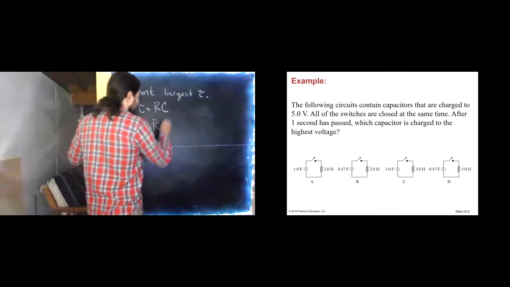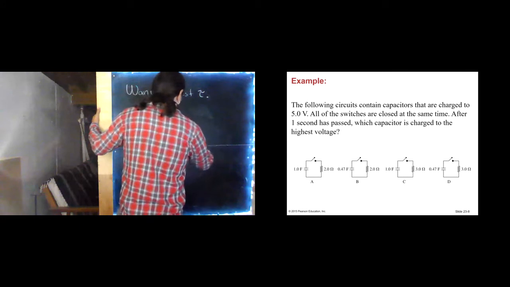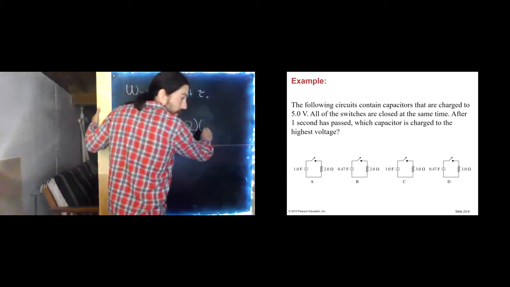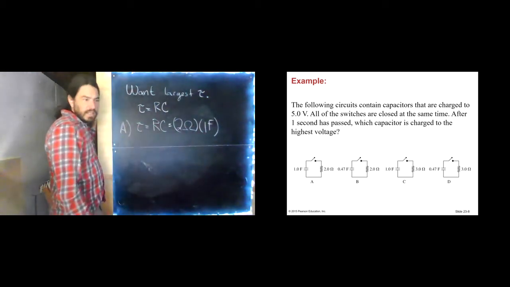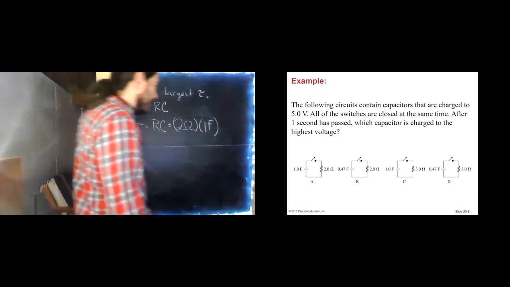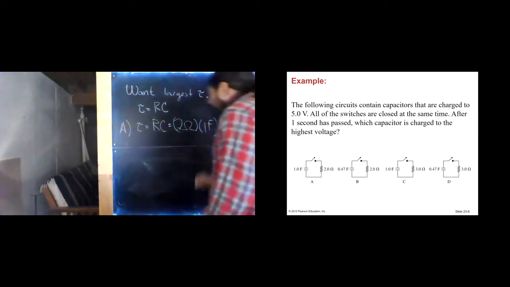Tau equals R times C. So for A, we have 2 ohms times 1 farad. I know it's surprising, but it turns out that an ohm times a farad is a second. And so this ends up being 2 seconds.